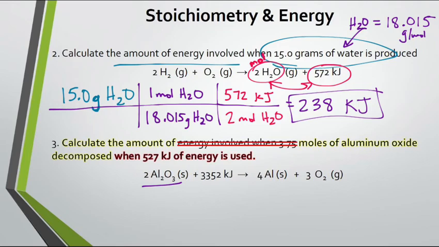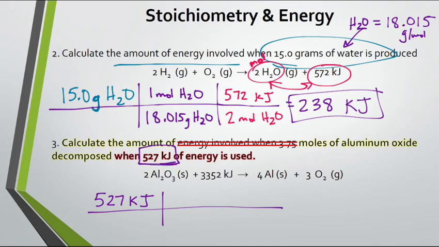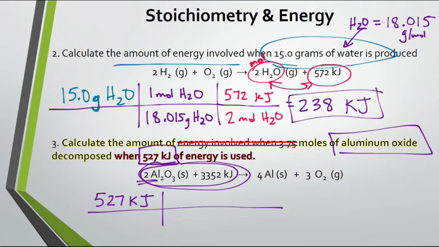And just like always, the only number I've got in my problem, that 527 kilojoules, has to be my given. So this is going to look and feel a little bit different because kilojoules is our given. But as we read through the problem, of course, kilojoules is one of the things we care about, and aluminum oxide is the other. So I've got both of those things right here. So we're going to be using this 2 moles with this 3,352 kilojoules in order to get straight from kilojoules of one thing to moles of that aluminum oxide.